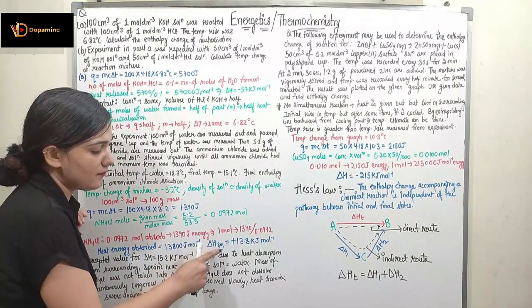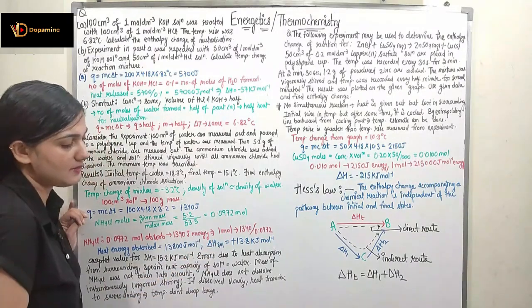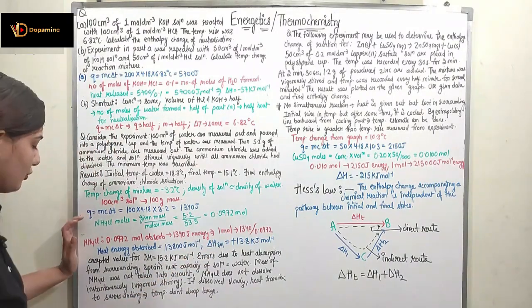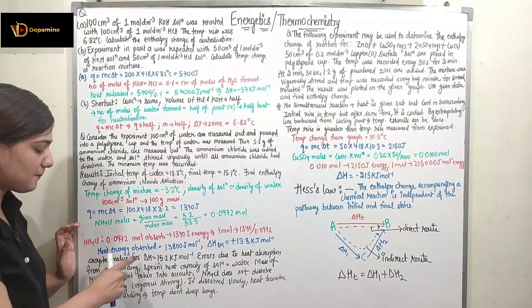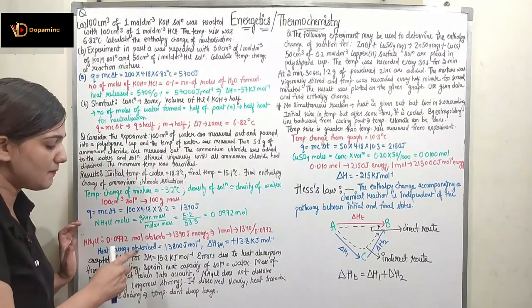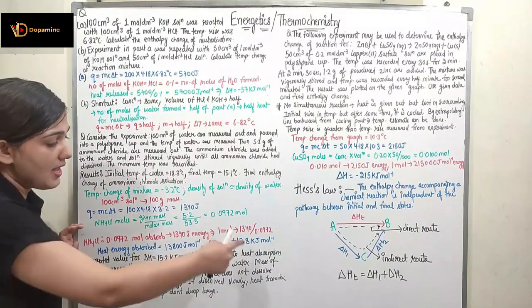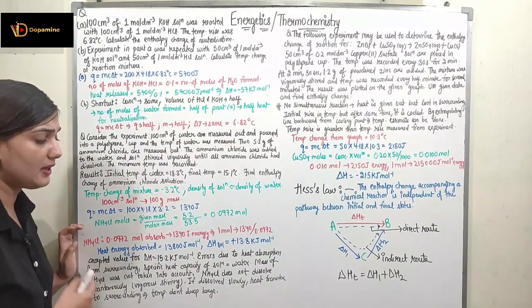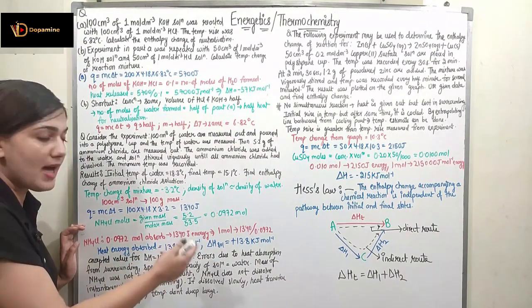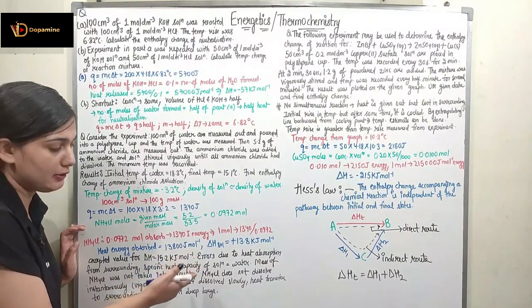So the enthalpy change for the solution will be equal to plus 13.8 kilojoule per mole. Now here you can see the accepted value for delta H is 15.2 kilojoule per mole, and here we have found out 13.8. Errors are there. How have errors come into our calculations?